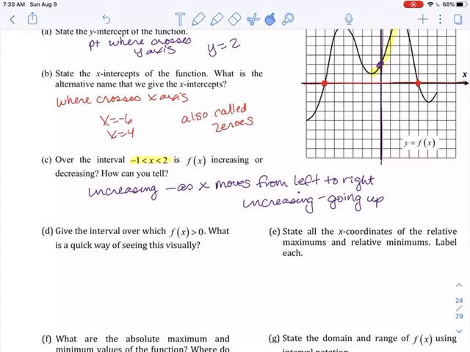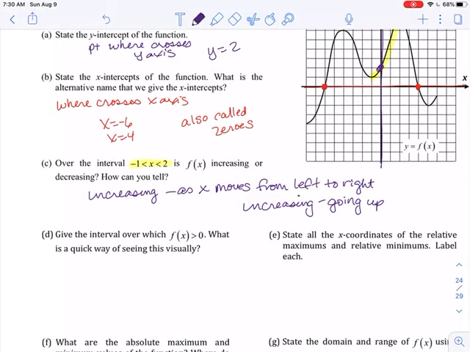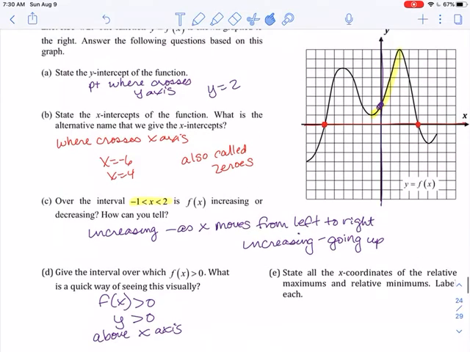All right, give the interval over which f of x is greater than 0. What is a quick way of seeing this visually? So f of x is greater than 0. Well, f of x, that's just really my y. When is my y greater than 0? So anything above the x-axis. I'm looking for where y is greater than 0. So let's look right here. So where is y greater than 0?